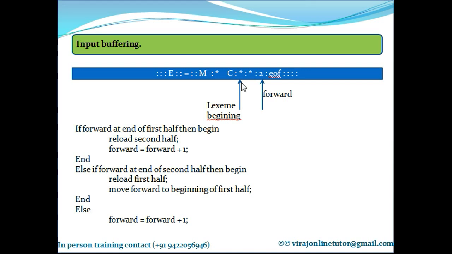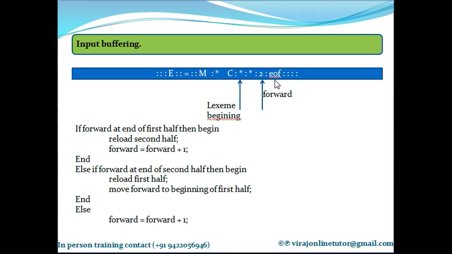The EOF that I see here on my screen marks the end of the source file. It is end of file. Two pointers to the input buffers are maintained. So what are the two pointers maintained for the input buffer? One is lexeme beginning and the second is forward.